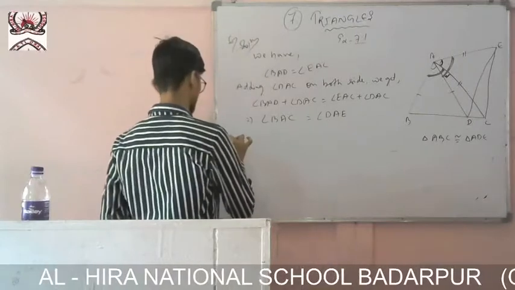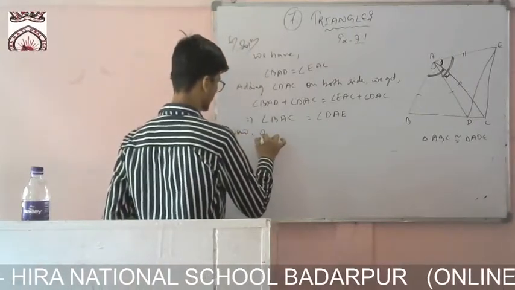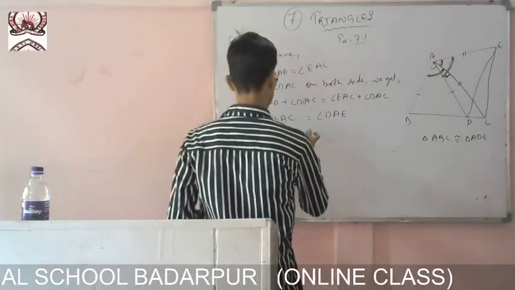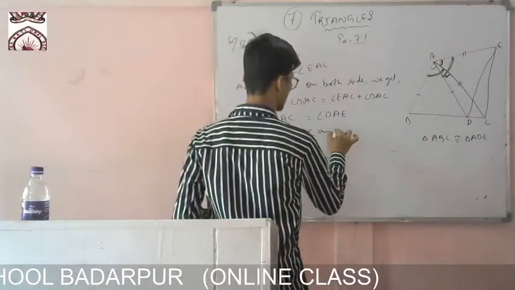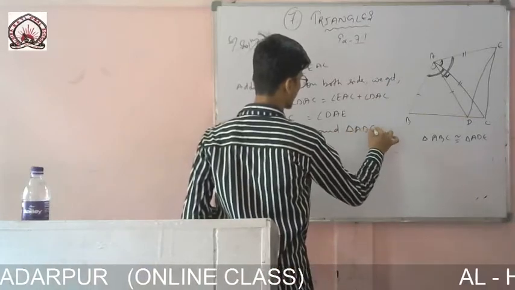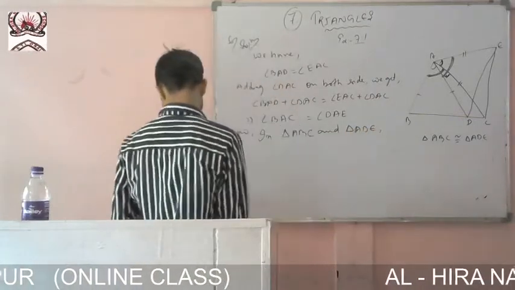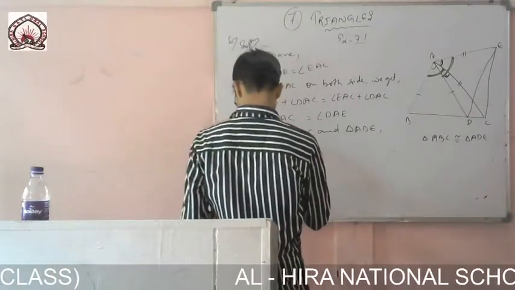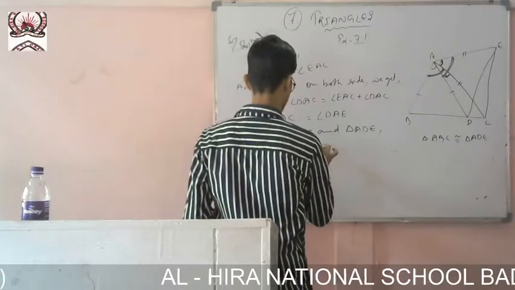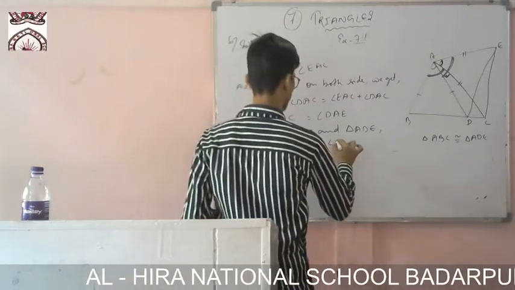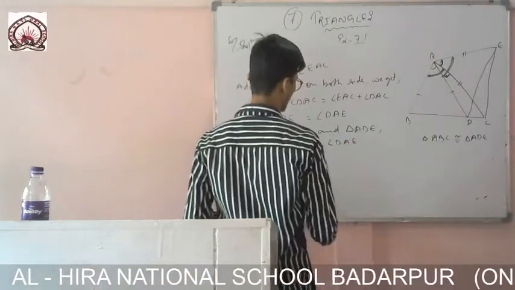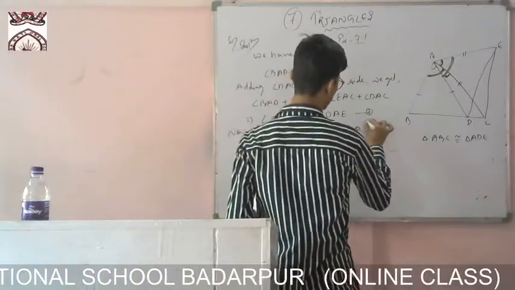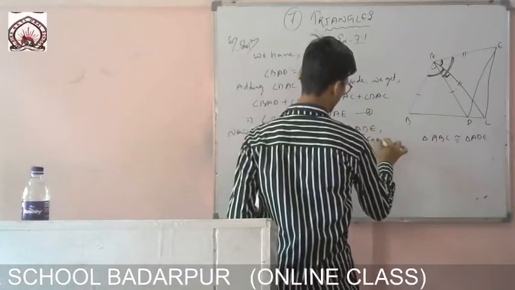So now you write, now in triangle ABC and triangle ADE, we have proved that this angle is equal to that one. So let me write angle BAC is equal to angle DAE. It has been proved earlier. You can give it as 1.